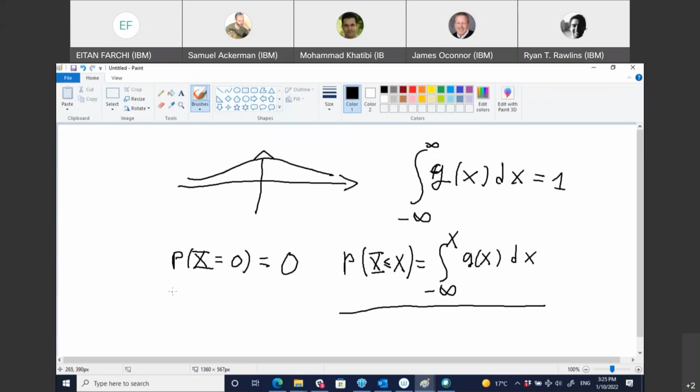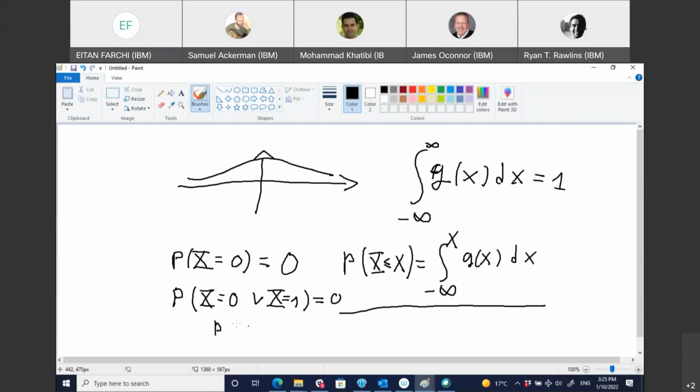What about the probability of 2 points? So what's the probability of x equals 0 or x equals 1? What's the probability of that? 0.